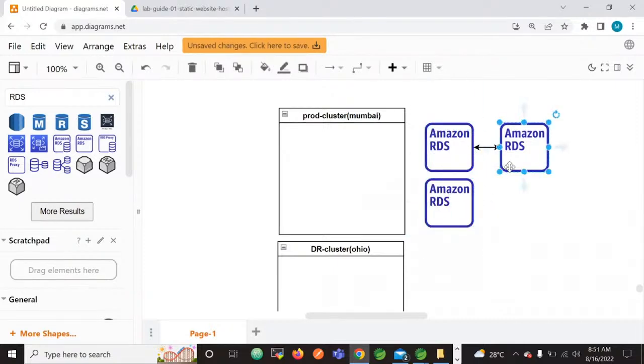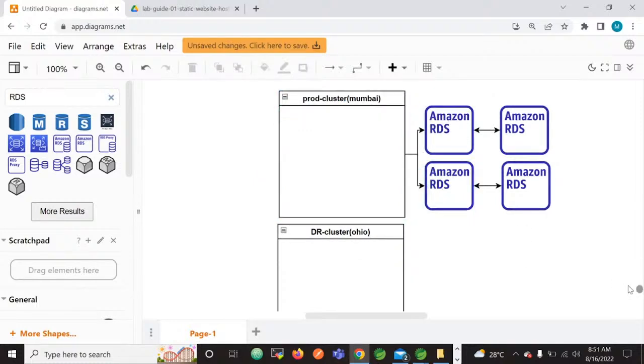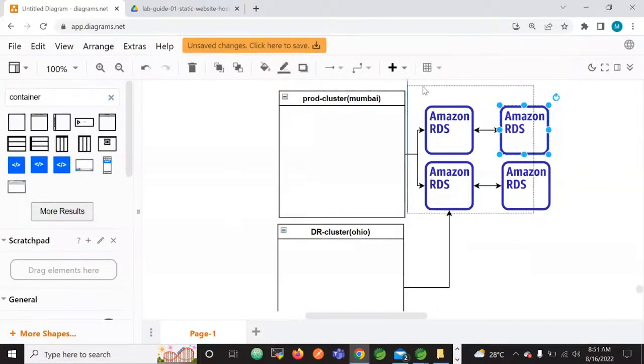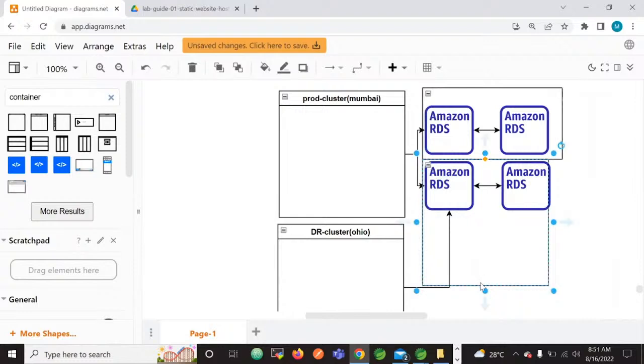There is a concept called desired state. That means how many instances of the databases we should maintain for the incoming request load. Whatever the main cluster is saving into these databases, similarly the DR cluster also has to save data. These are the Mumbai region databases, whereas these are the databases in the Ohio region.